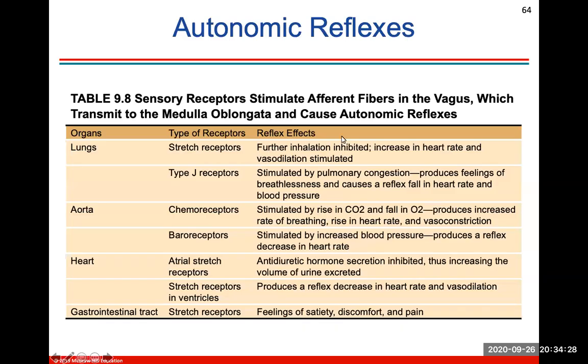And that's the end of this slideshow. So you should have a general understanding really well of the differences between the parasympathetic and the sympathetic nervous systems.